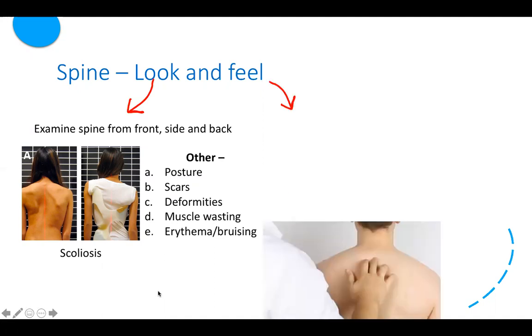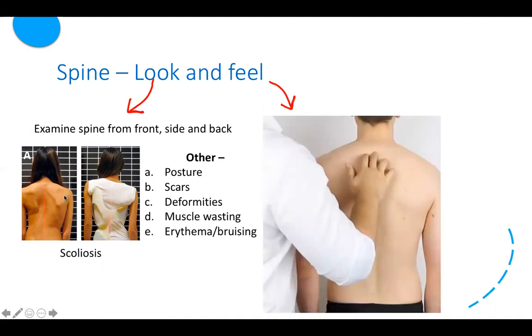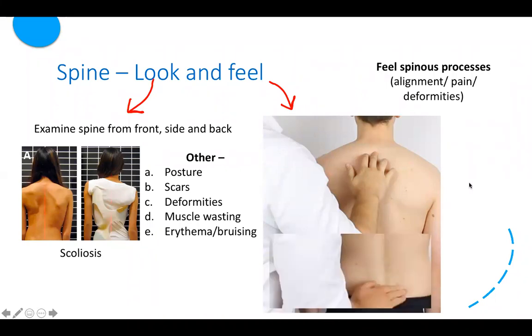And when you come to feel, so you want to start by feeling the spinous process. So you want to start all the way from the top and go all the way down to the lumbar spine. And you're trying to just see, is it aligned? Can you feel, are there any deformities? And is there any tenderness? Particularly if there's any tenderness in the thoracic region, that would be a red flag and you'd be concerned about it.